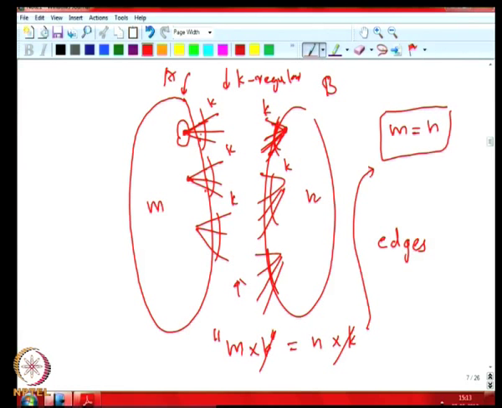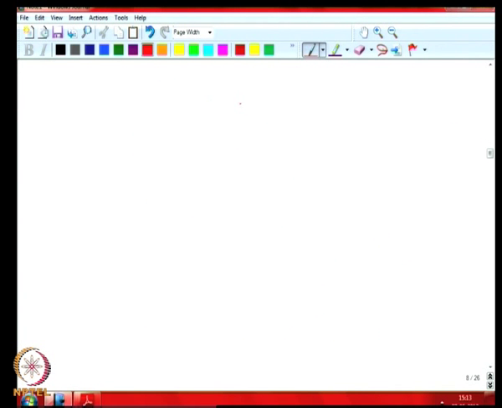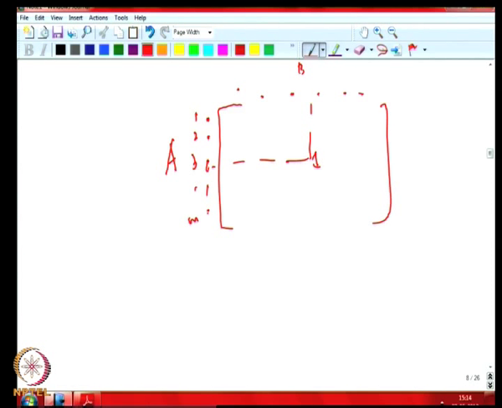The same kind of strategy we will use to prove that Hall's theorem is valid for k regular graphs. If you want to see it in the matrix form which we were discussing before, here I am taking the vertices of the A side as the rows, 1, 2, 3 up to m, and the vertices of the B side are taken as columns. Now the matrix representation for the graph will be like this. The ijth entry will be 1 if there is an edge from i on the A side to j on the B side.